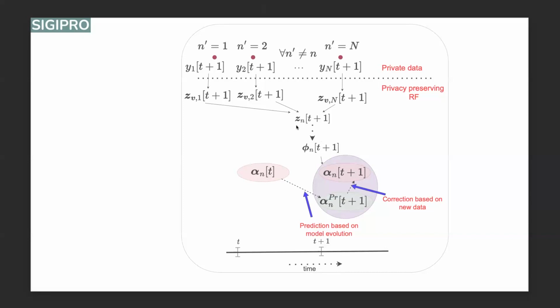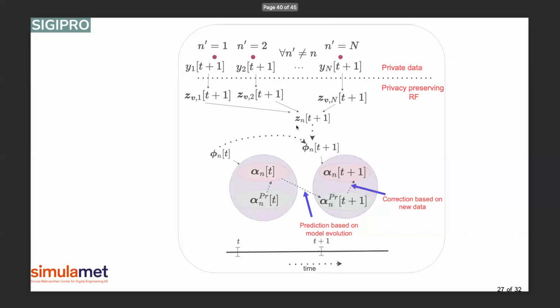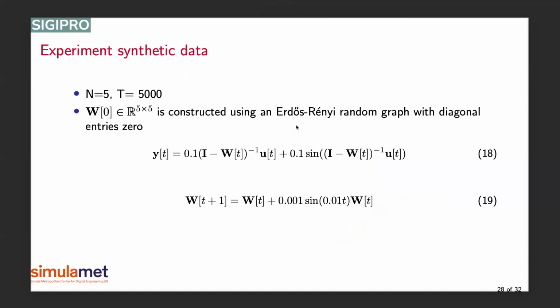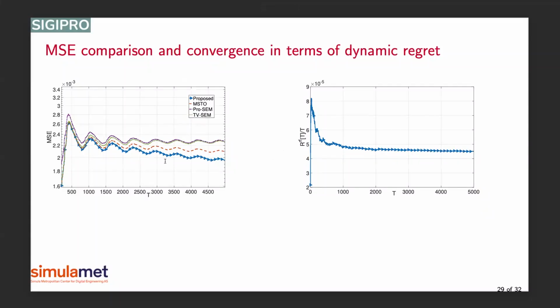In this case, we are also talking about the privacy aspects of our algorithm, where each node doesn't have to share its original data with any other node, as the problem is not separable. You only have to share the random features with the node. In the experiment section, we have a time varying model. And from the experiments, we can see our algorithm performs better than other algorithms and the prediction only algorithm.